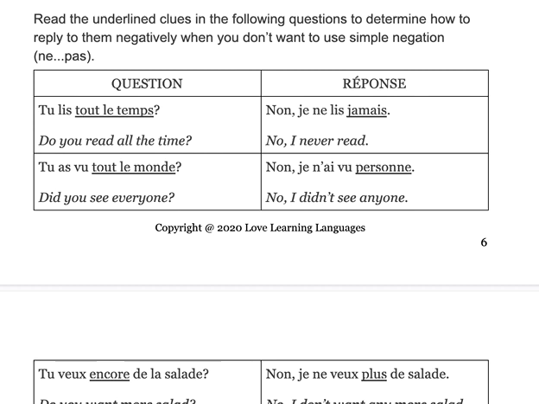Or, tu as vu tout le monde? This one is in the passé composé. Tu as vu tout le monde? Non, je n'ai vu personne. Je n'ai vu personne. Remembering that personne doesn't come after your helping verb, avoir, right? Personne, this is an exception, so it's going to come after your past participle. Je n'ai vu personne.